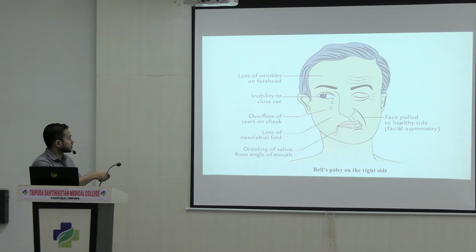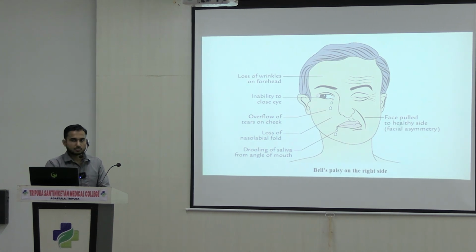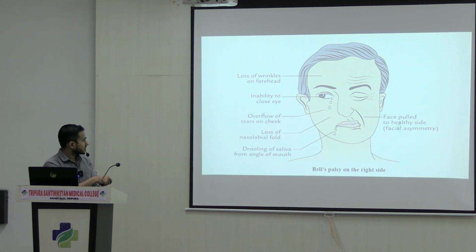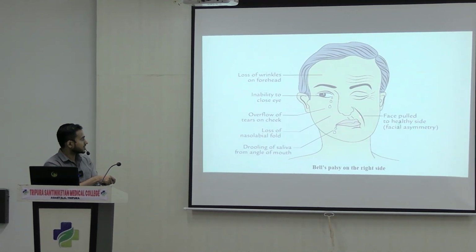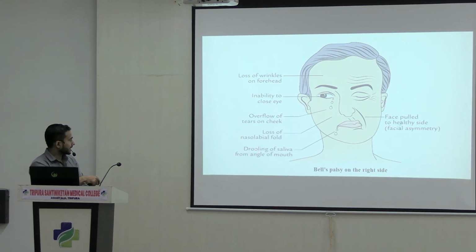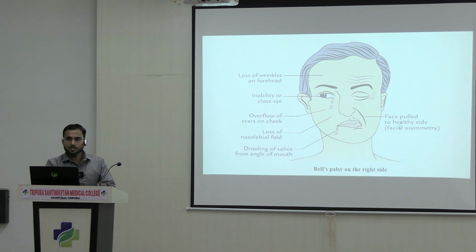Okay? Next you can see inability to close the eye because of the paralysis of the orbicularis oculi muscle. So you have to know that this particular phenomenon is taking place because of which muscle. Next, what will happen? You can see overflow of the tears on the cheek, because of the lower part of the orbicularis oculi muscle. Next, loss of the nasolabial fold. You can see nasolabial fold is present over here, but this side nasolabial fold is absent. Okay. Next, you can see drooping of the saliva from the angle of the mouth. This is because of the paralysis of the orbicularis oris. Oris muscle is present around the oral opening, okay, and orbicularis oculi around the opening of the eye. Okay, so like this, these are the muscles which get affected.